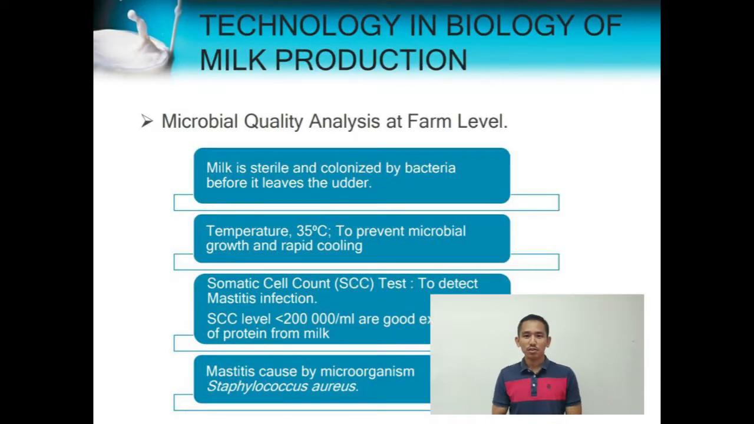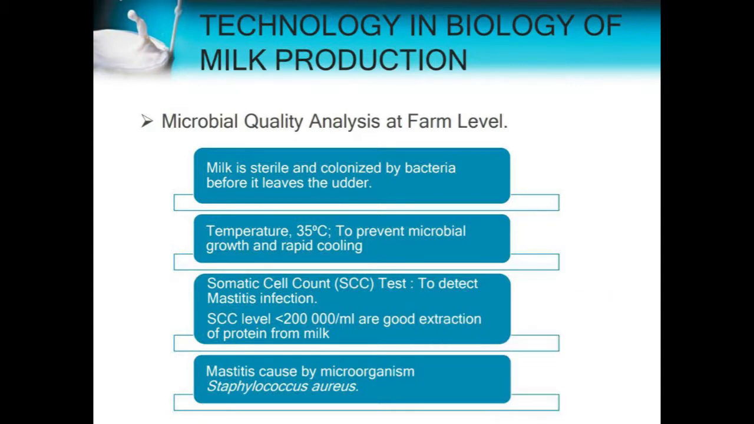Okay, now we proceed to biological technology in production of milk. So before we transfer the milk into the process, we need to check the quality at the farm level. Okay, firstly, milk is sterile and colonized by bacteria before it leaves the udder. The temperature must be 35 degrees C to prevent microbial growth and rapid cooling.